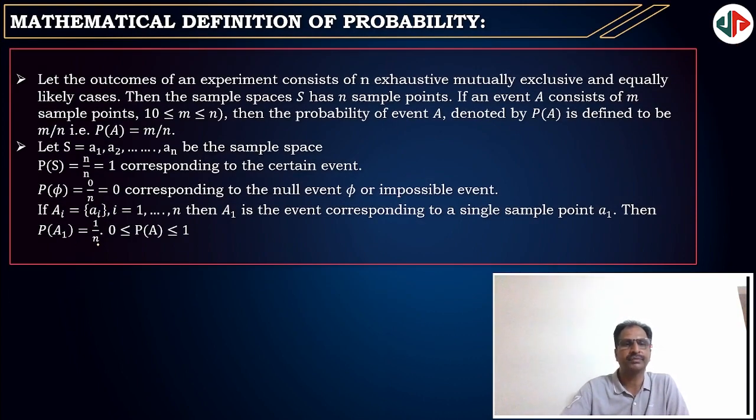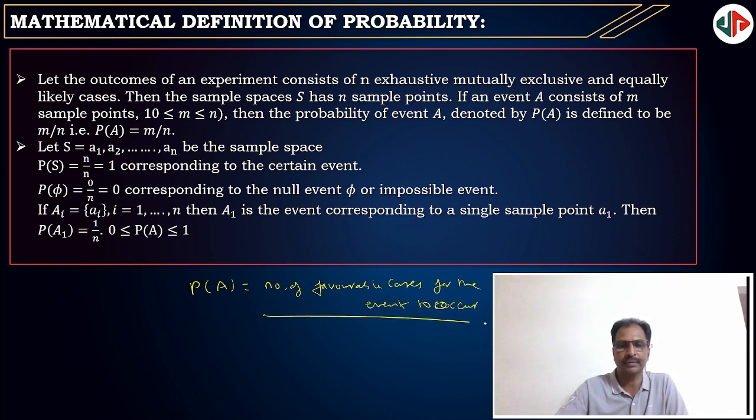Next, what is the mathematical definition of probability of an event? Probability of an event is defined as the number of favorable cases for the event to occur, divided by the total number of cases.